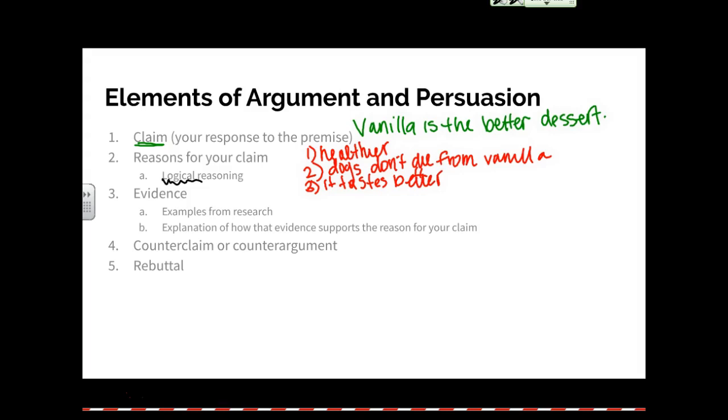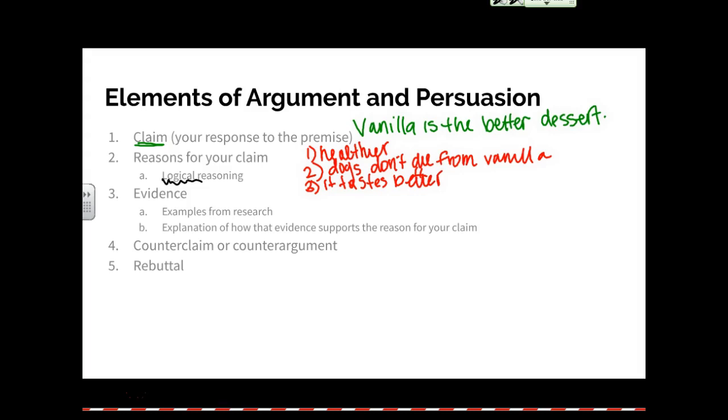But now, let's get into the evidence for it. How is it tastes better a logical reason? You could find research on that, like a significant percentage of people. Okay, because that doesn't seem logical. It seems like a partial opinion. So you would have to find some sort of research that proves through studies or something that vanilla is more preferred among people than chocolate.